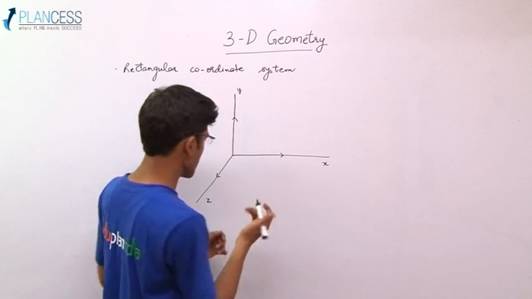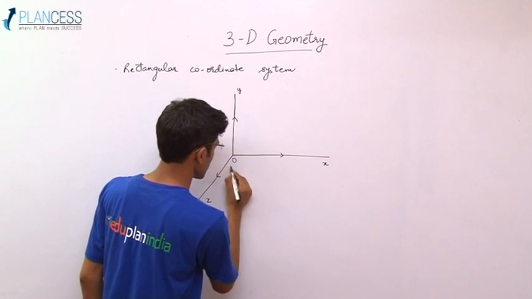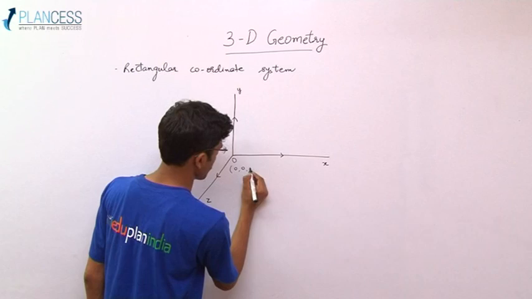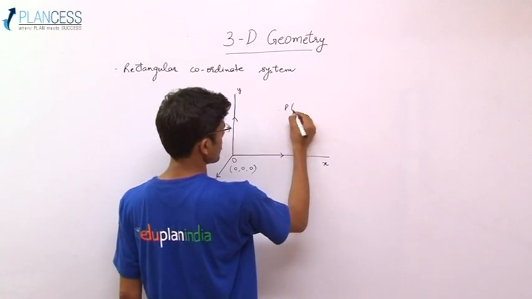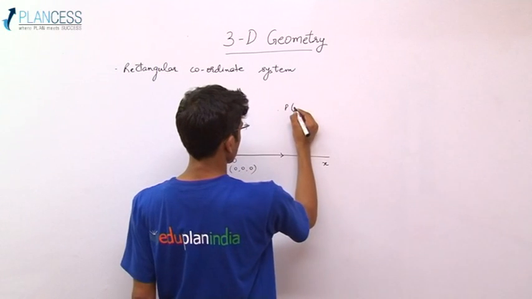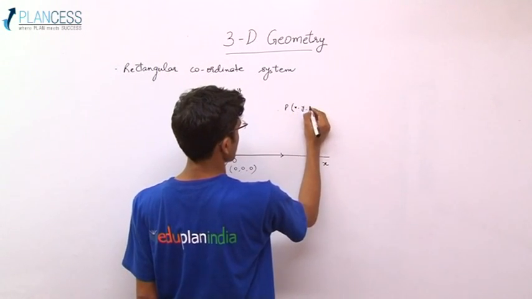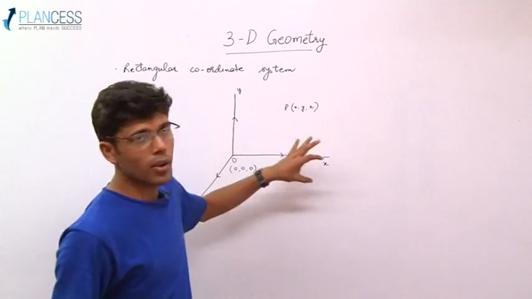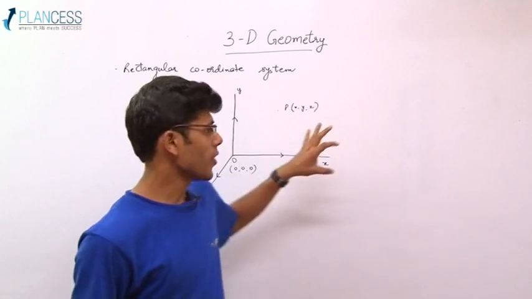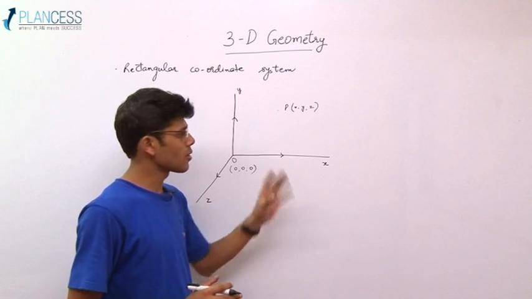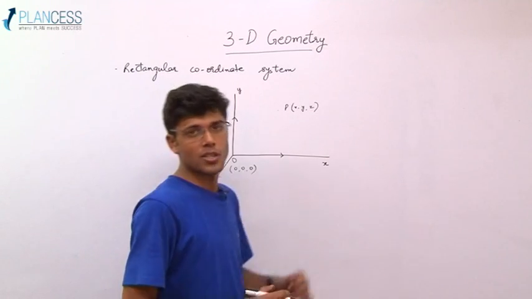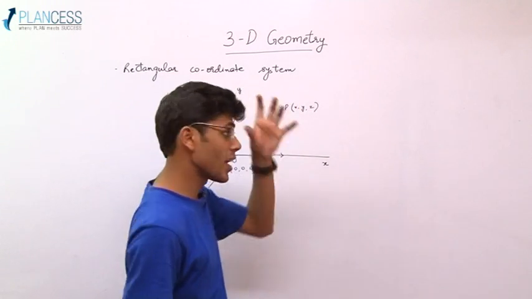So these are the three axes, and this is our origin. The coordinates of the origin are taken as 0, 0, 0, and any point P has three coordinates: an x coordinate, a y coordinate and a z coordinate. So this is the rectangular coordinate system in three-dimensional geometry. This is the basics. Now let's move on to some of the properties of three-dimensional geometry.